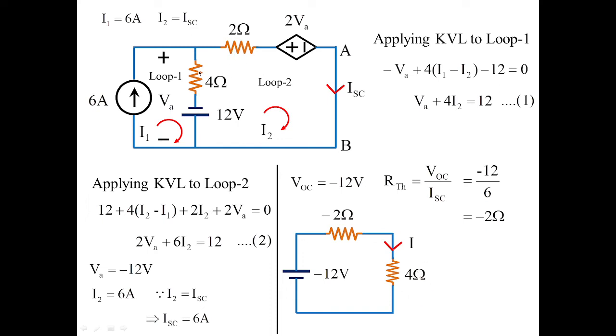Thereby the complicated circuit will reduce to a simpler circuit, and we get the value of current I equal to minus 12, that is the voltage, divided by the total resistance of this series network, that is minus 2 plus 4, which is equal to minus 6 amperes. So this is how we solve the problem using Thevenin's theorem, and we got the answer across the load, that is minus 6 amperes. Whether this is right or wrong, we need to cross check.